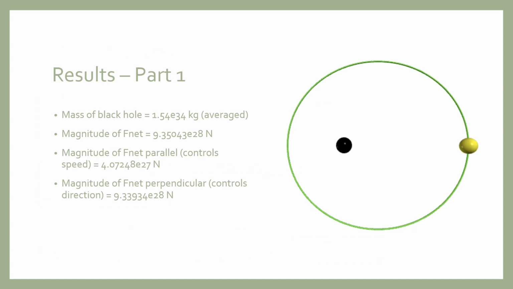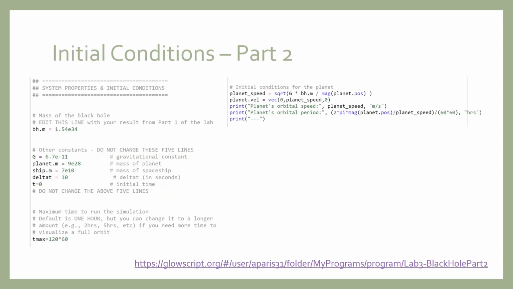For part 2 of the lab, we used the mass of the black hole found in part 1 to predict the initial velocity a ship must have when it leaves the surface of a planet to fly around the black hole without crashing into the black hole or the planet. I linked the rest of the code in the slide if you want to take a look at it.